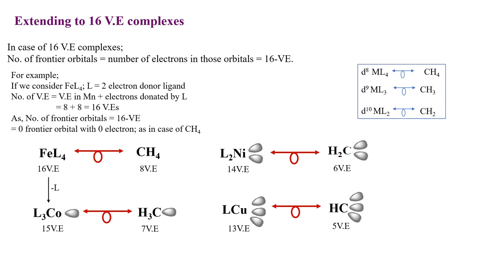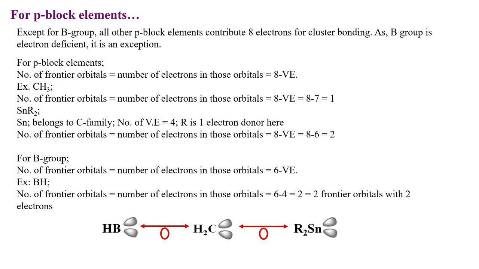Again, I am stressing the point: whenever you are trying to find out the isolobal fragments, check how many frontier molecular orbitals are there, and check the number of electrons in them. So that will help you to find out the isolobal fragments. So this was about how to construct the molecular fragments from carbon or p block elements, that is the main group elements, or from transition metal complexes with 18 electrons and 16 electrons.